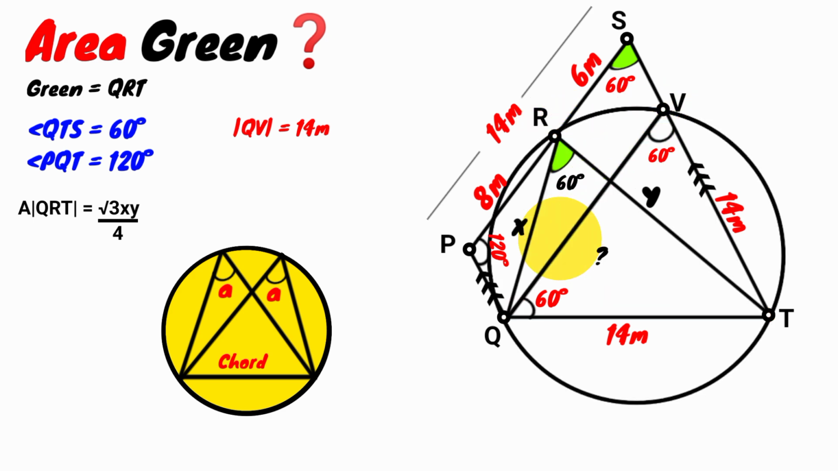Okay, look at this angle and this. Both are subtended by this arc. That makes them congruent.